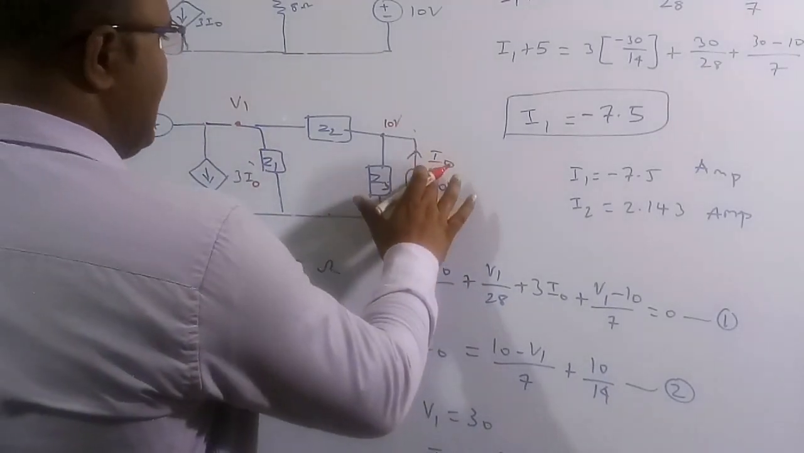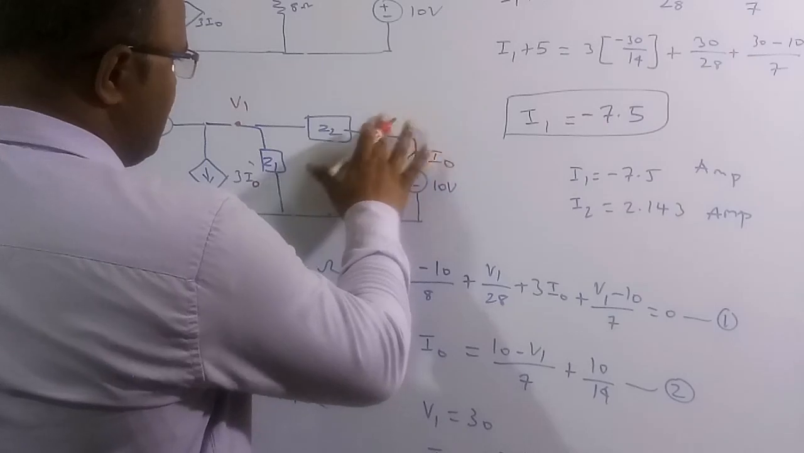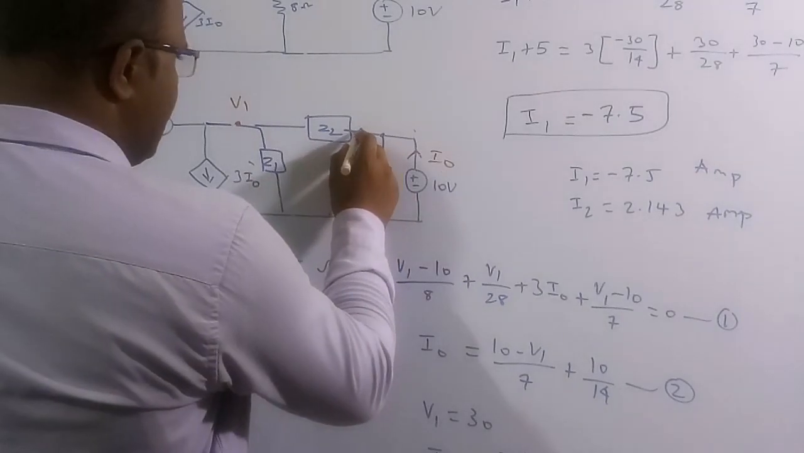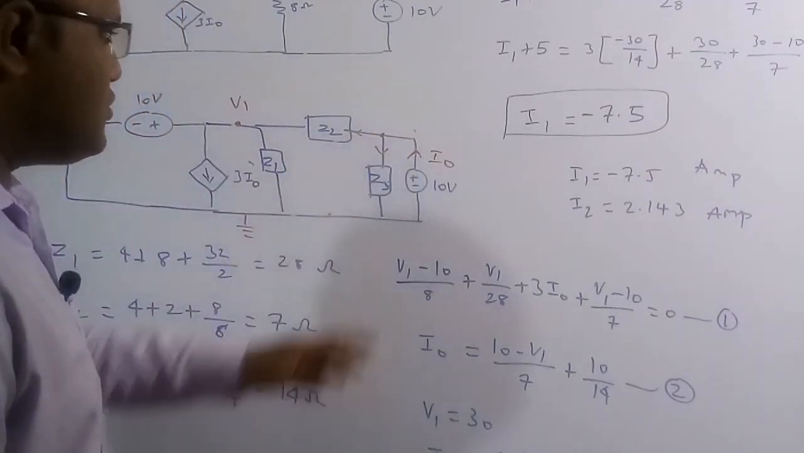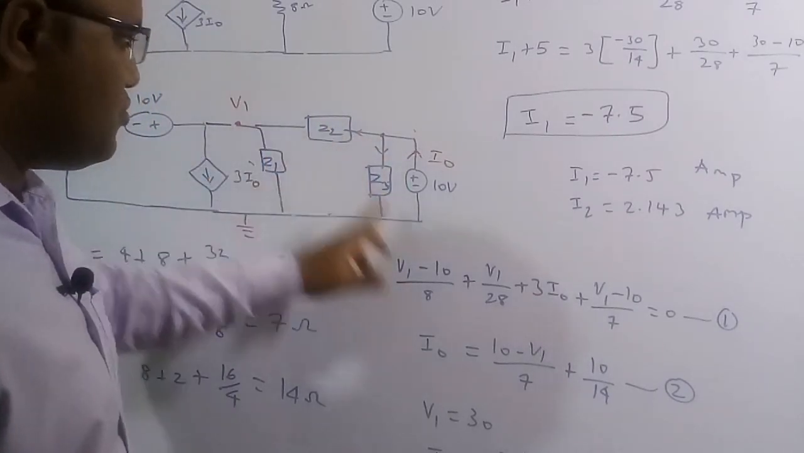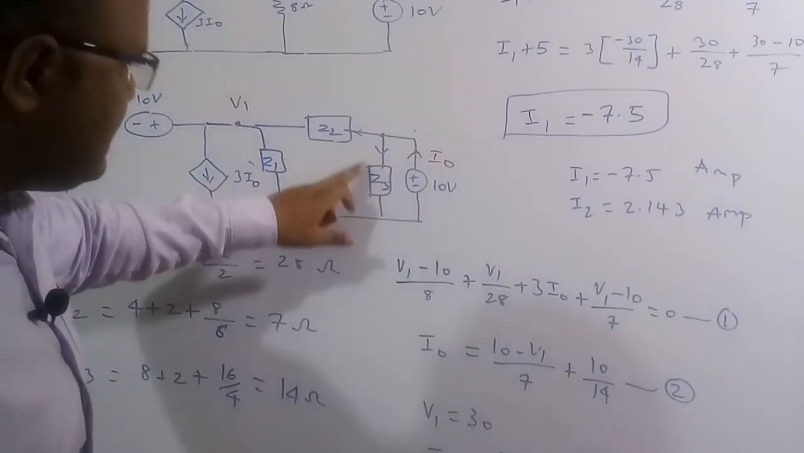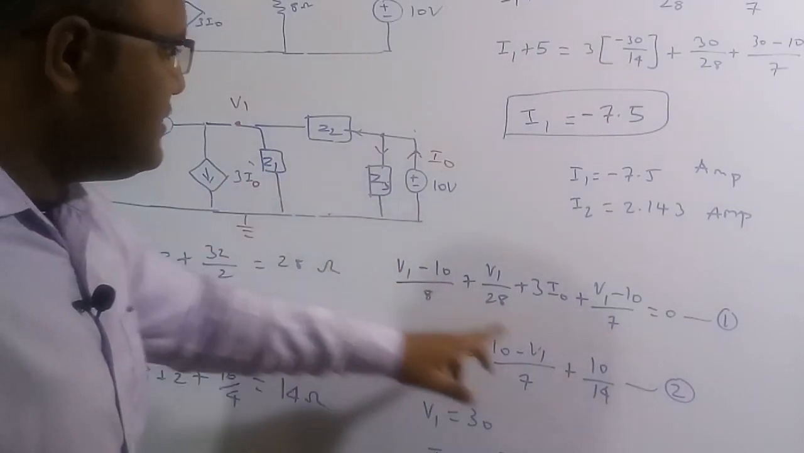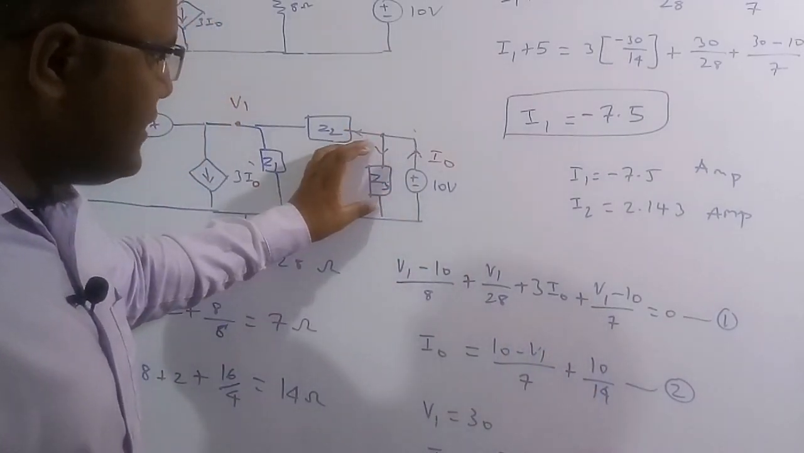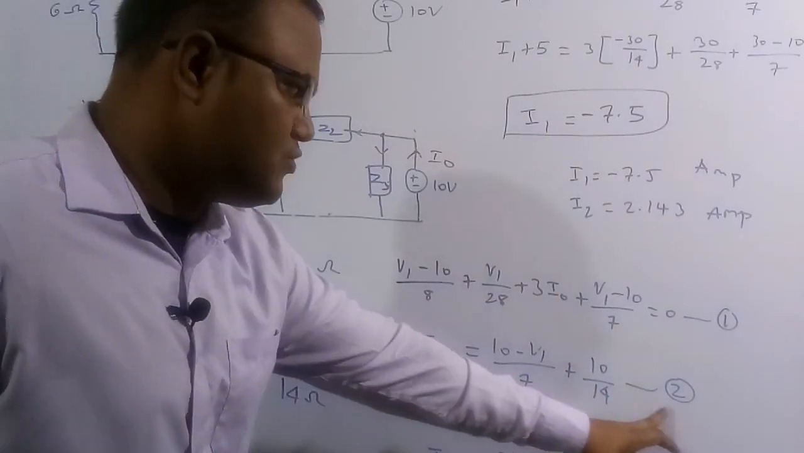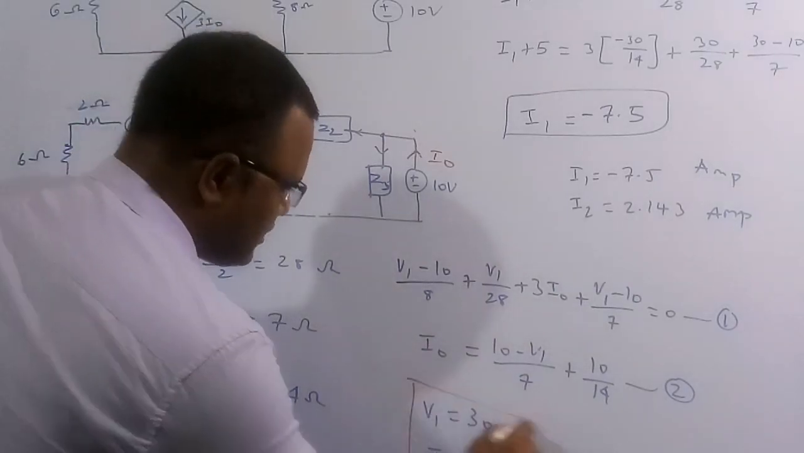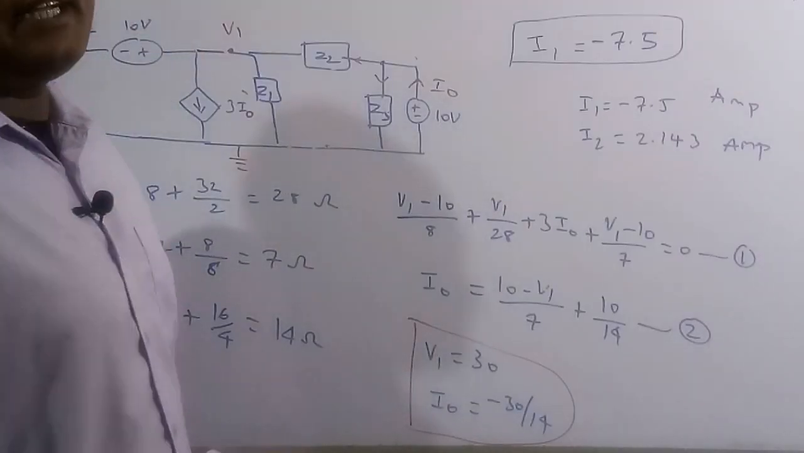Now I want to know the value of I0. At this node the incoming current is only I0 and the outgoing currents are this current and this current. So I0 is equal to 10 minus V1 by Z2, which is 7, plus the current in this branch, 10 by Z3, where Z3 is 14 because the voltage across this branch is 10. So 10 by 14. This is the second equation. Now we have two equations with two unknowns, so we get V1 equal to 30 volt and I0 equal to minus 30 by 14.